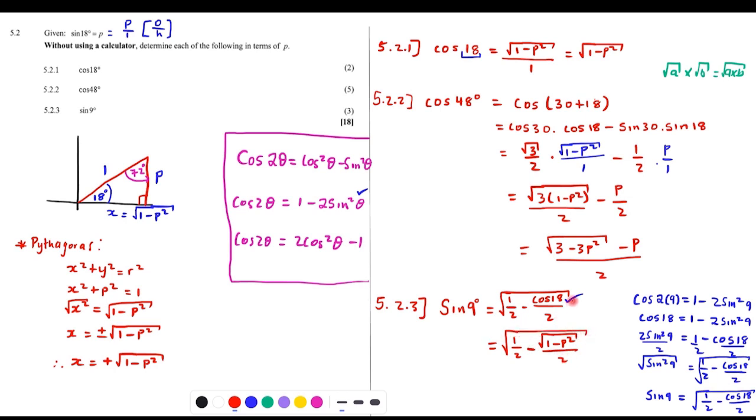Alright, so that is all for 5.1 and 5.2. Now let's go ahead and look at the question 6 type of question.